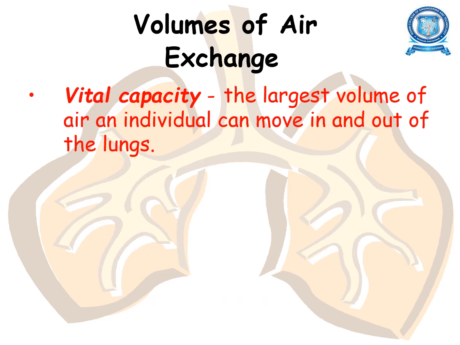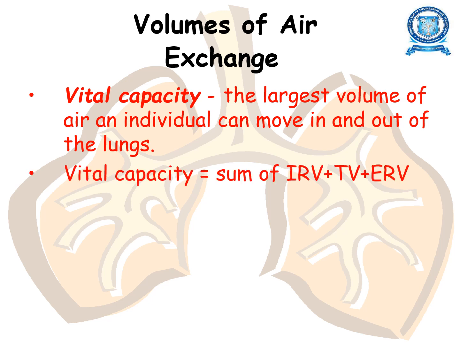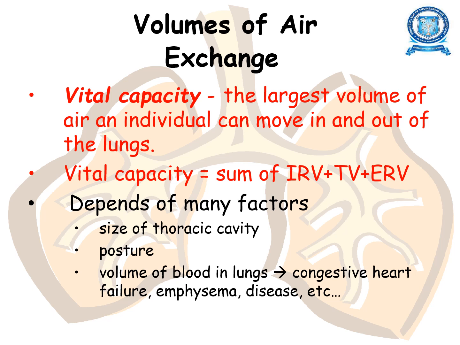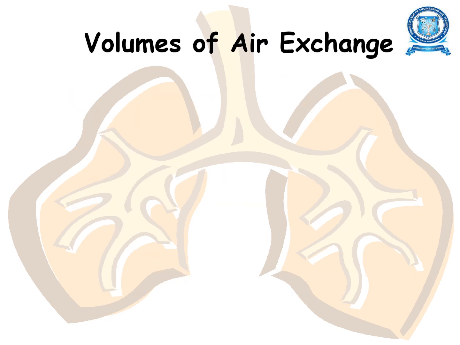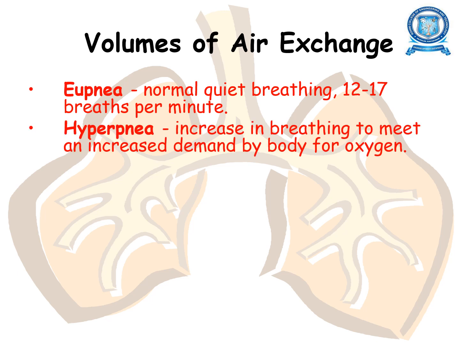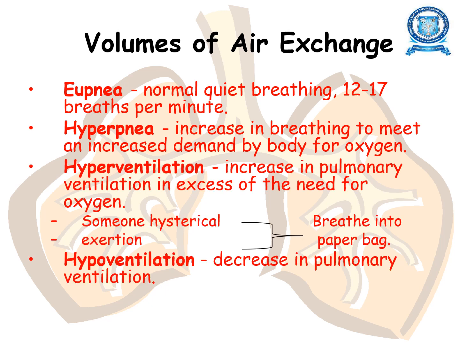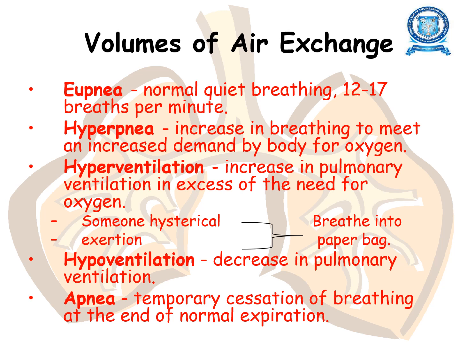Vital capacity is the largest volume of air an individual can move in and out of the lungs. The vital capacity is the sum of IRV, TV and ERV, which depends on many factors: size of the thoracic cavity, posture, volume of blood in lungs as in congestive heart failure, diseases, etc. Normal quiet breathing is about 12 to 17 breaths per minute. Hyperpnea means an increase in breathing to meet an increased demand by the body for oxygen. Hyperventilation means an increase in pulmonary ventilation. So these are all about the respiratory system. Thank you.